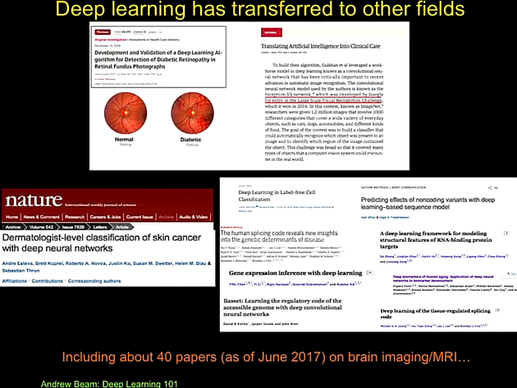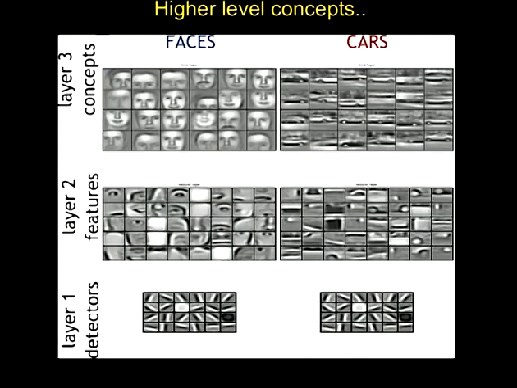In addition to labeled imaging, it's transferred to other fields. Here I'm having trouble reading my slides, but we have retina images here, dermatology, et cetera. And brain imaging: if you look at PubMed, you'll see that at this point there are over 100 papers using deep learning on MRI data, and that's growing rapidly.